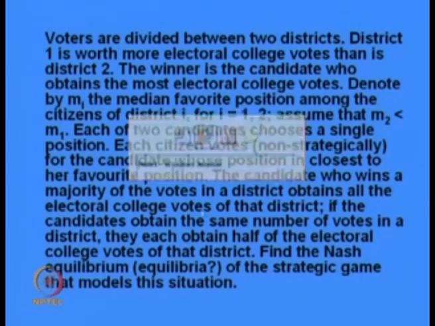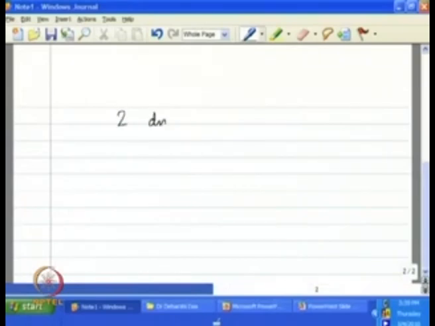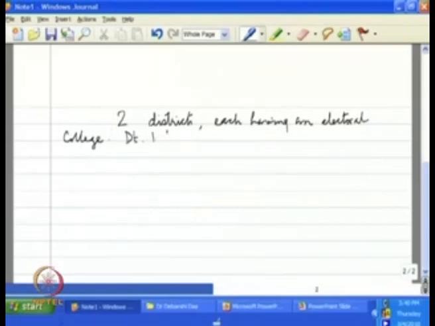So, in simple language, what we have is the following. There are two districts. You can think of them in the Indian context as two states. However, there are differences between the Indian electoral system and the system described in this question. Each has an electoral college, and district 1 has more electoral college votes than district 2.